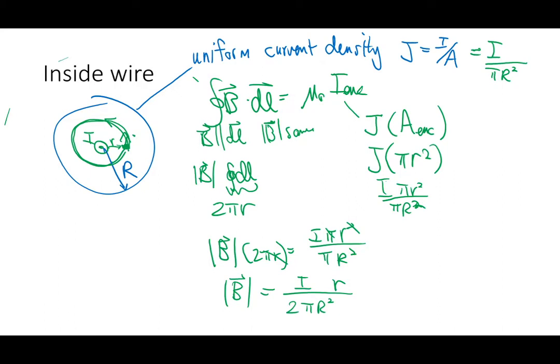So it doesn't have a 1 over r dependence, it has a linear dependence, because as your loop grows bigger, your area increases by r squared. So that's kind of how Ampere's law helps us further our understanding of these distributions. With an alternate tool, we can do different things.